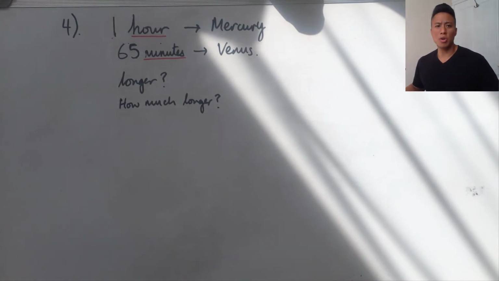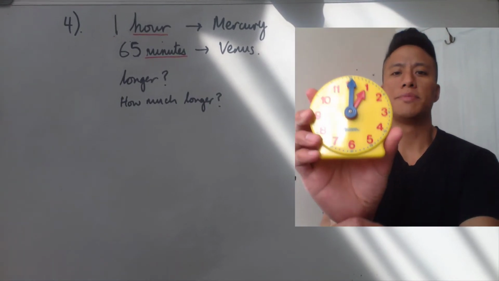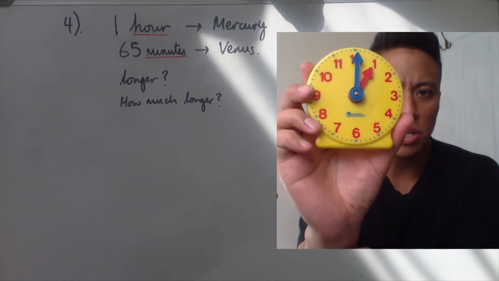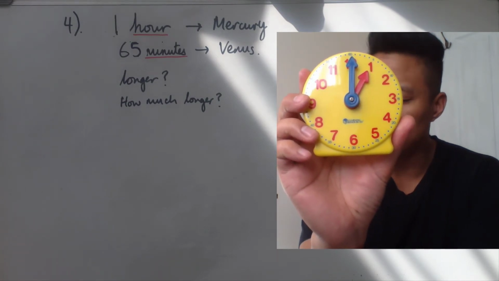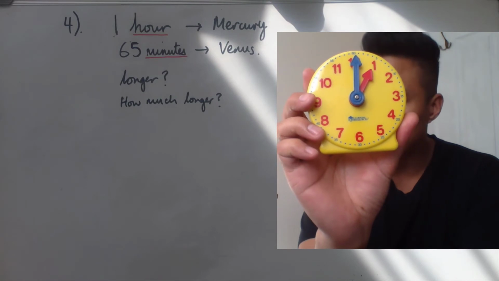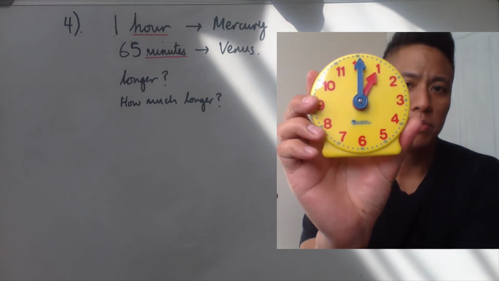And how would you go about converting it? Well, you're going to need to know a few things to start off with, okay? Here, I've got a clock. So, as you can see, it says 1 o'clock. So our trip to Mercury takes 1 hour.